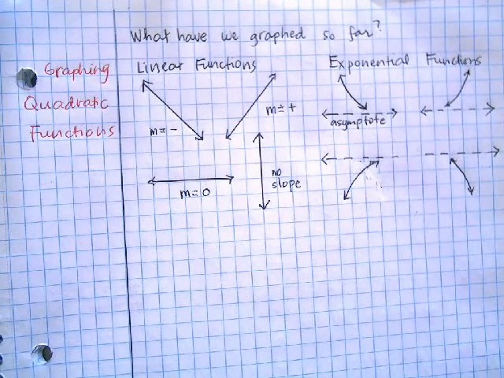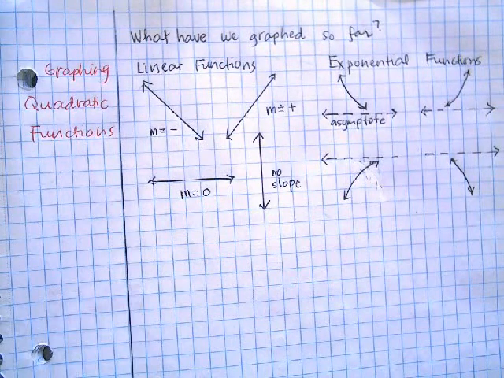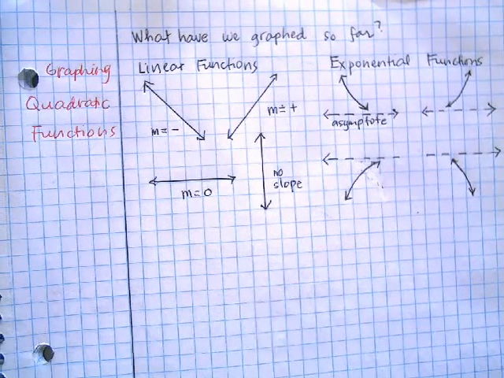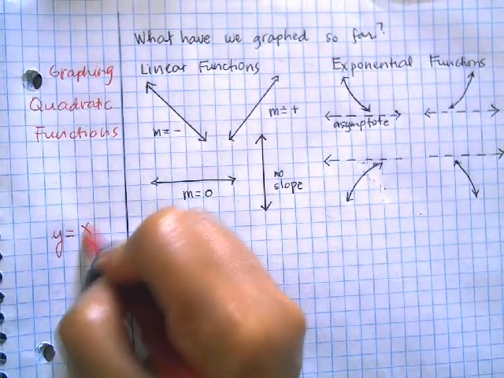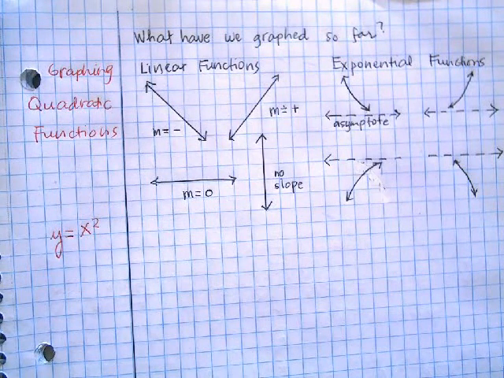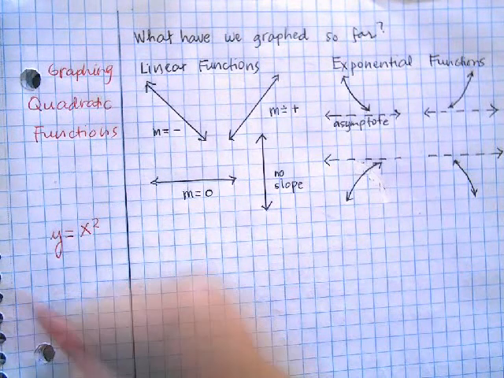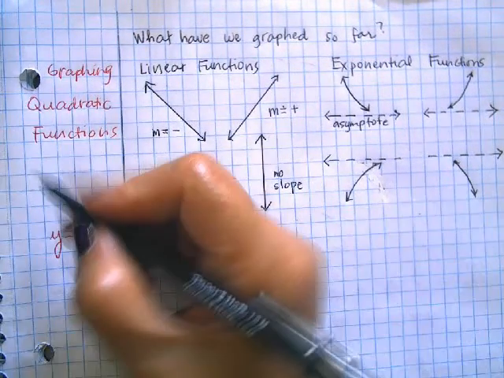So the last one is quadratic functions. Quadratic comes from the word square. We will graph the simplest quadratic function. We will call that the original function, or what we say, the parent graph. So that is called the parent graph.